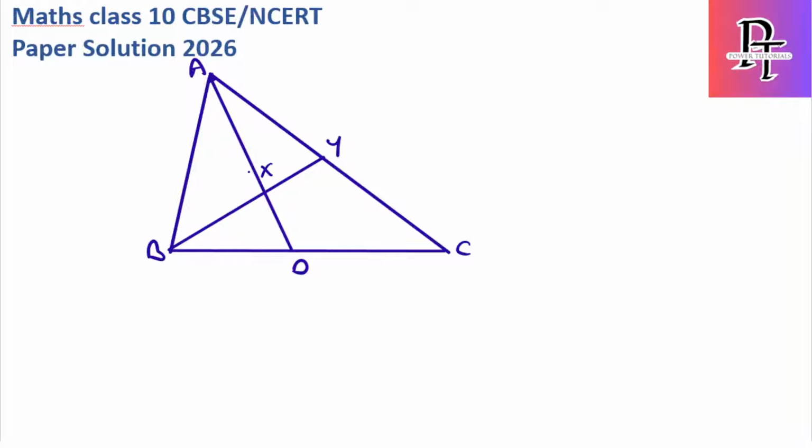They have given AX is to XD is 2 is to 3, 2 by 3.